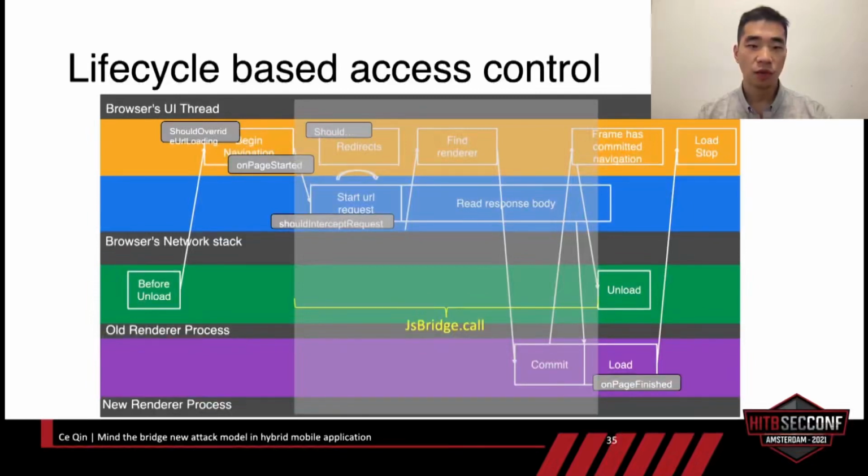Either shouldOverrideUrlLoading or onPageStarted is invoked before the old render page is unloaded. And as long as there is a new navigation, the access control URL will be replaced by the new one. There is a time window between the callbacks and the old render being unloaded. Therefore, any call from the old render into the JavaScript interface in this window will be treated as from the new render.